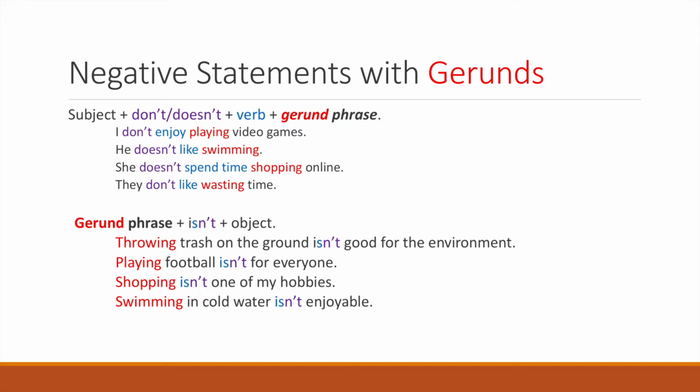We can also make negative sentences using isn't or is not. You'll have to remember that a gerund phrase as the subject of a sentence is a singular subject, like it, because it's talking about an activity. So, for example, throwing trash on the ground isn't good for the environment. Or, playing football isn't for everyone. Shopping isn't one of my hobbies. Swimming in cold water isn't enjoyable. Take a moment, pause the video, practice writing some sentences using negatives and gerund phrases.